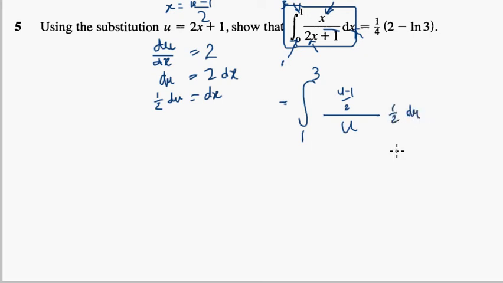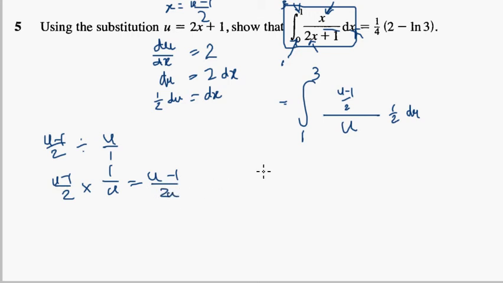Now you're going to have to do some working out with the fractions here, and this causes a lot of people problems. When you have a fraction within a fraction, the denominator of that fraction swaps sides effectively. So u minus 1 over 2, this 2 will now go to the bottom. You can justify that if you write it as u minus 1 over 2 divided by u. u as a fraction is u over 1. If you divide with fractions, you flip the second one, so that becomes u minus 1 over 2 times 1 over u, which means the result you get is u minus 1 over 2u. So that's what this becomes.